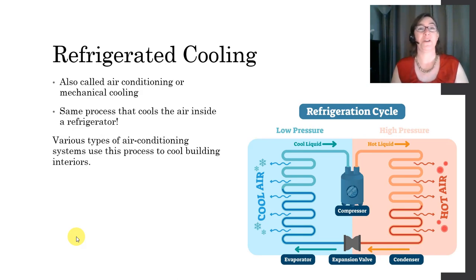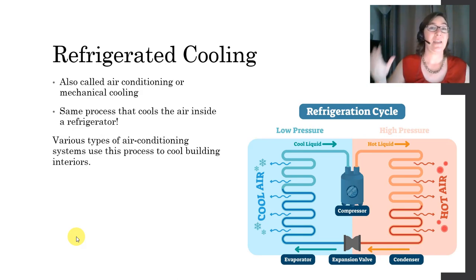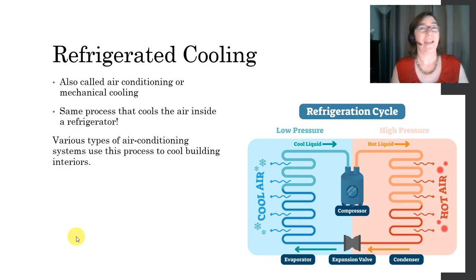Let's move on to your refrigerated cooling systems. These are mechanical cooling or air conditioning. It uses the same process that cools the air inside of a refrigerator. The refrigeration cycle will compress and expand a fluid and transfer heat from one location to another. I'm going to let another video in your module explain the refrigeration cycle to you. But just know that various types of air conditioning systems use this process to cool your building interiors.